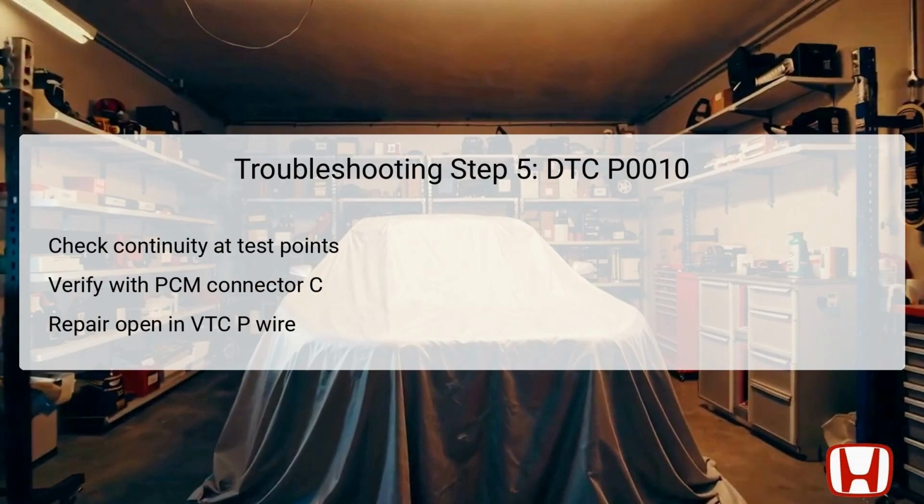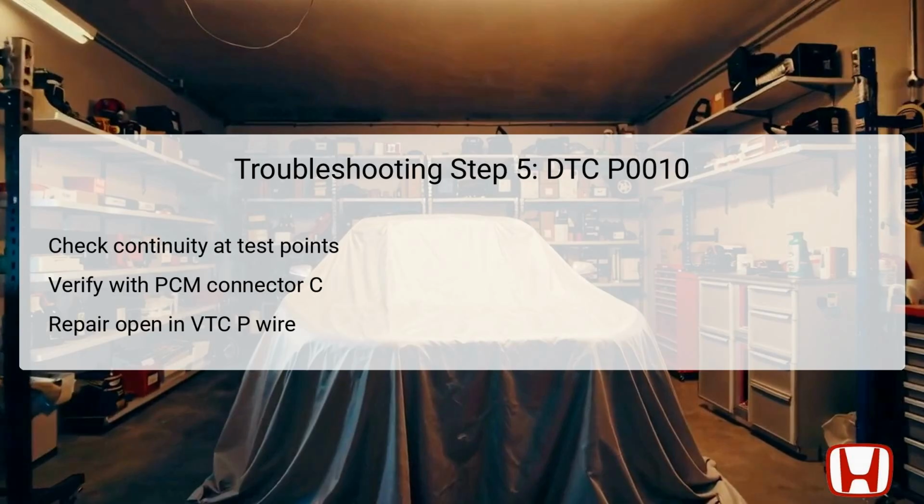The final troubleshooting step centers on confirming the continuity of the VTC-P wire to the PCM to ensure no open circuits exist. Again, with the ignition switch in the lock 0 position and the VTC oil control solenoid valve's 2P connector disconnected, utilize a multimeter to assess continuity between the first test point on the solenoid valve connector and pin number 33 of the PCM connector C. If continuity confirms a successful connection, the VTC-P wire is intact.